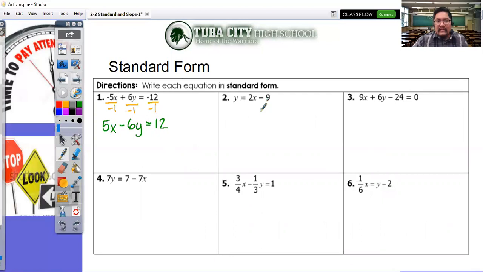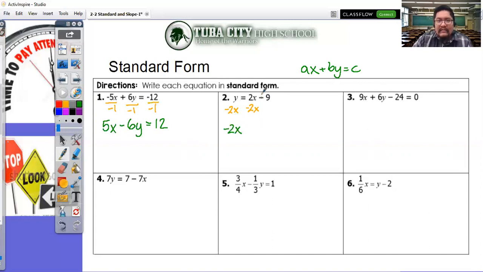Let's go ahead and move on to the next one. Now, this one is written in what we would call slope-intercept form, but we'll talk some more about that later. And like I said, this is more of a review on some of these things. So what we're going to have to do is some adding and subtracting from both sides. So I'm going to minus 2x from both sides. And remember, I've got to make it look like this. So that means I'm going to have to put the x first.